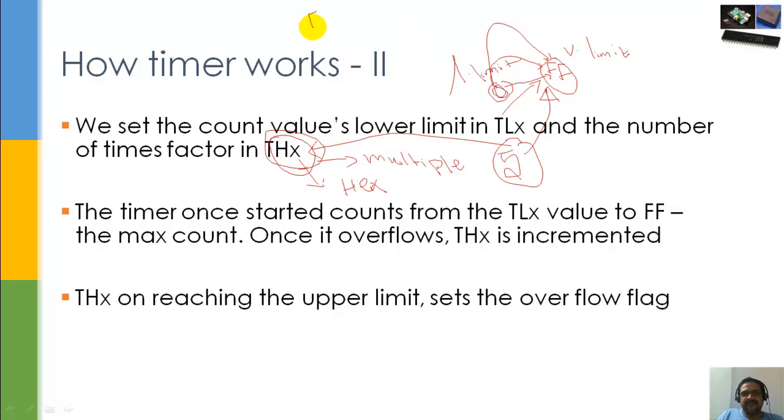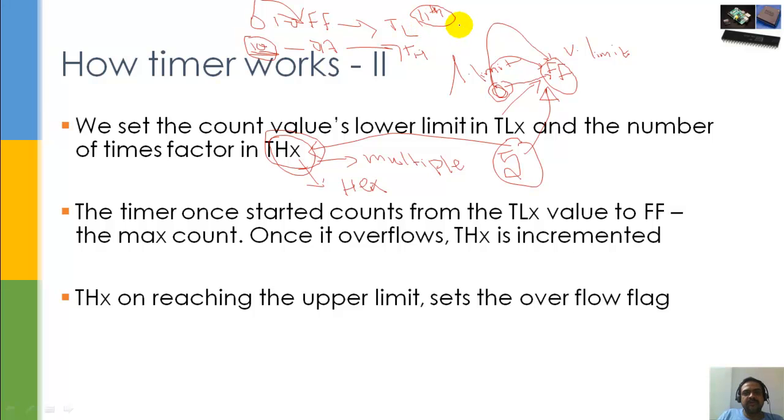So for example, if I write FF in TL register and I write 0A in TH register, what do you think will happen? The timer will count from 0 to FF how many times? 10 times. After counting 10 times, when it goes for the 11th time, it has exceeded its limit, because I have given only number 10 here. So when it goes for the 11th time, the timer overflows.